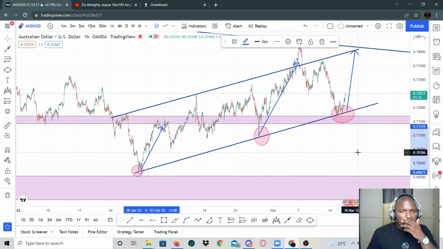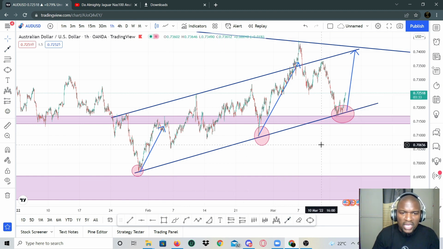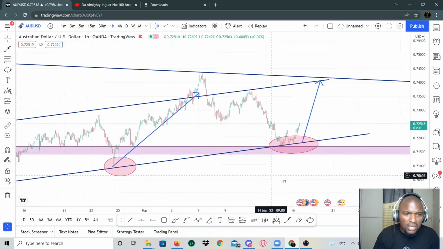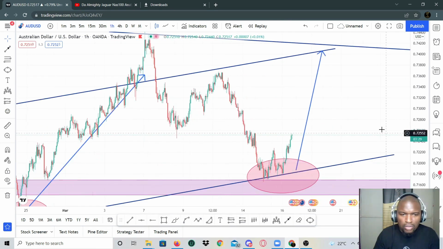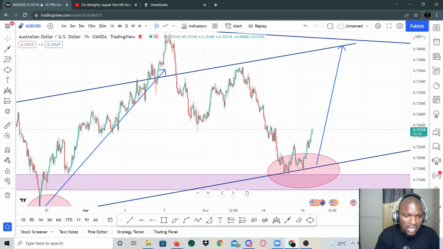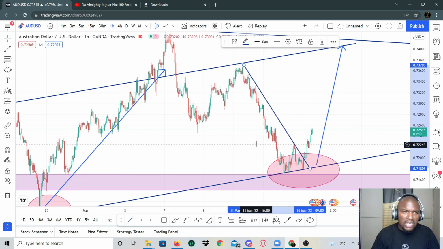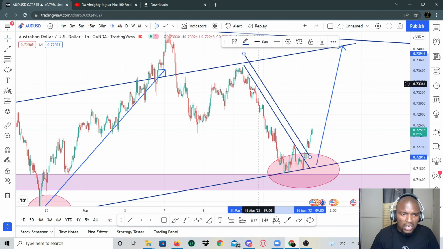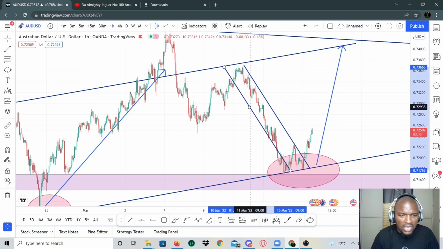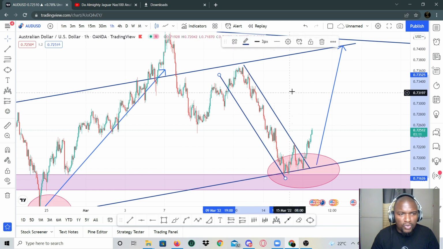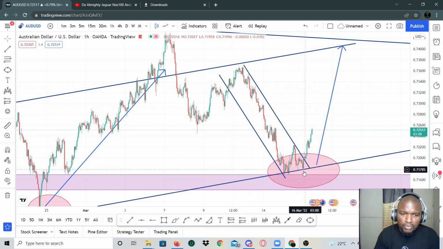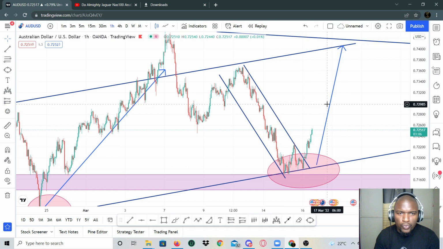So it's highly possible that we experience more buys at this current market price on AUD USD, because at this moment we have this beautiful structure that has already been broken, guys. It has already been broken, as you can see here. It has already been broken onto being a bullish momentum. So we are experiencing buys on these levels right here.